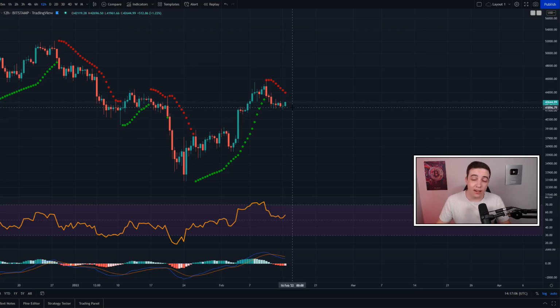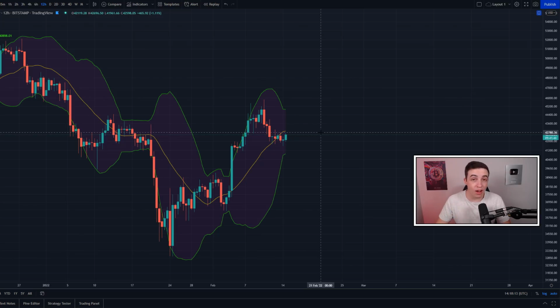But anyway, like I said, we need to break above this red dot, which is coming in at around $44,000, in order for this indicator on this time frame to flip bullish again. And right now we are seeing a squeeze in the Bollinger Bands indicator, which tells us that a very volatile move is potentially just around the corner.